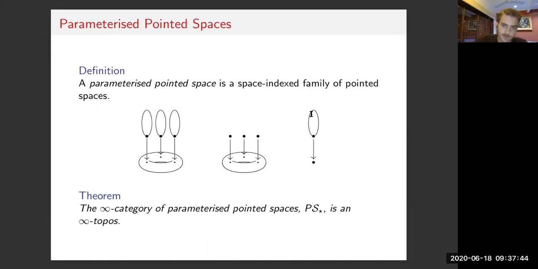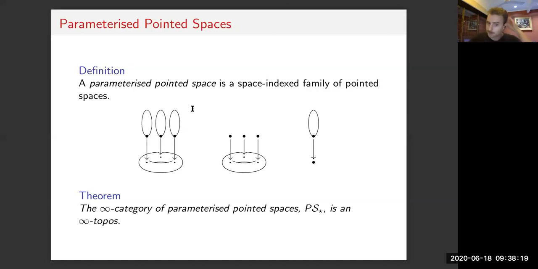So a parameterized pointed space is a space-indexed family of pointed spaces. And the picture we should be thinking about is something like this. So one of these objects looks like we have some space in the base, and then over every point we have a pointed space, and these things vary continuously as we move around the base. And then if we've got two of these, a morphism between them is a function of the base spaces, and then corresponding pointed functions of all the fibers.